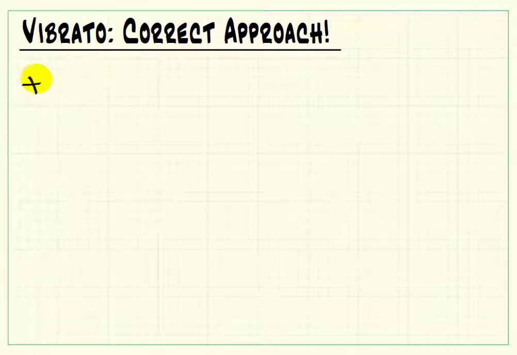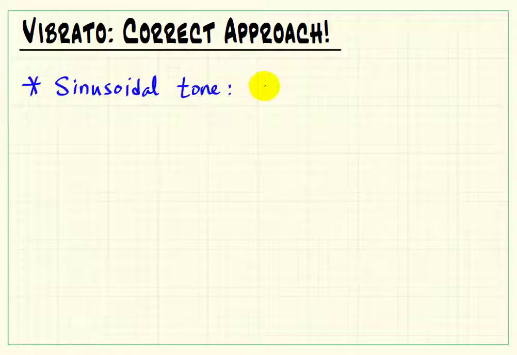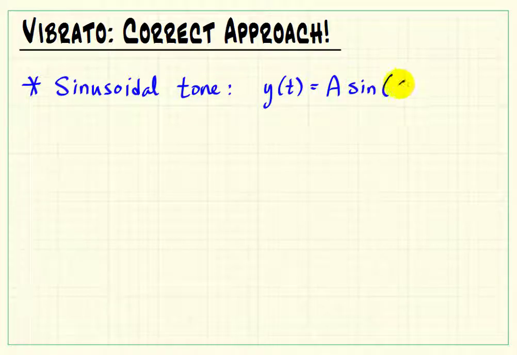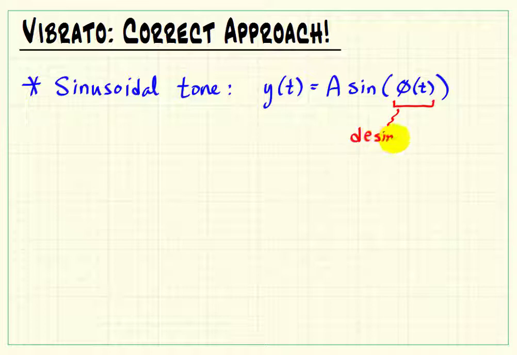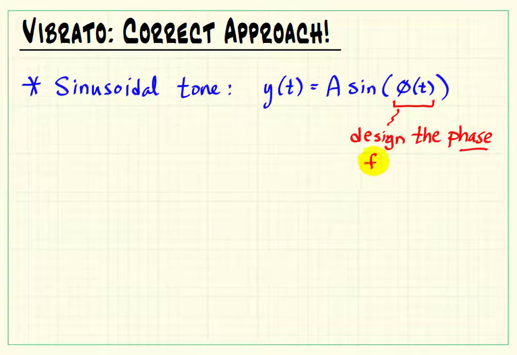Well, let's try creating the vibrato equation now that we know that focusing our attention on phase is actually the most important design consideration. I'll begin by writing the sinusoidal oscillator as a constant amplitude A times sine of a phase function phi of t. And this phase function is what we need to properly design in order to obtain a correct implementation of vibrato.